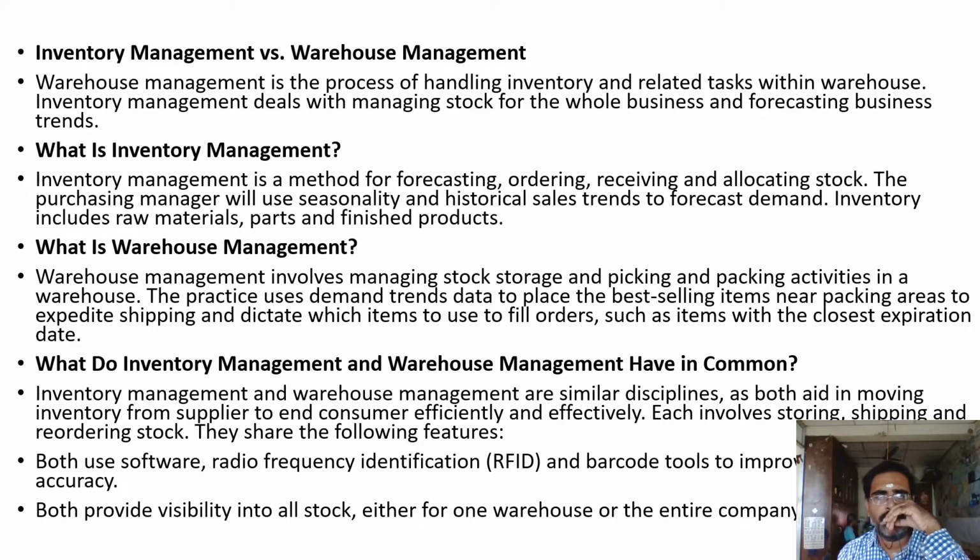Inventory management deals with managing the stocks for the whole business and forecasting business trends. This is the main difference. I can say warehouse management is at the granular level of inventory maintenance, whereas inventory management is at the top level, over the warehouse level. So I can say WM is a subset of inventory management for maintaining the stocks, and inventory management helps forecast business trends.